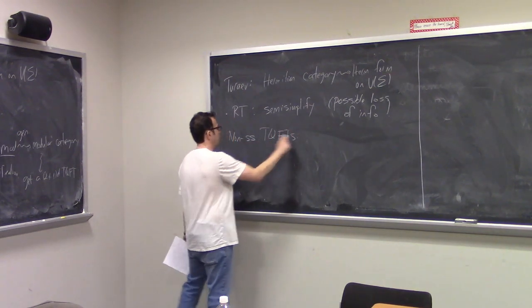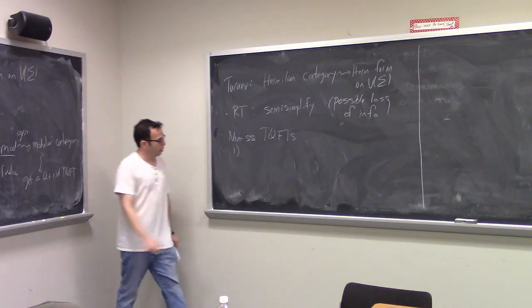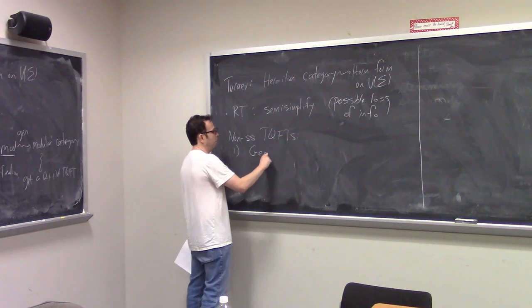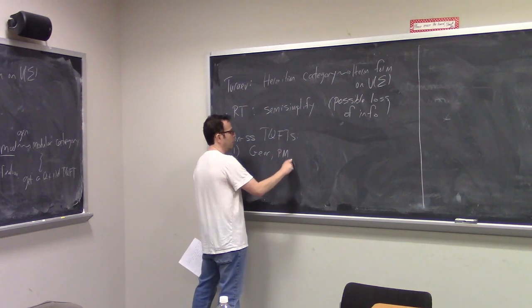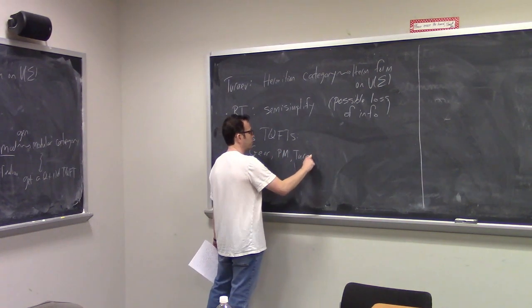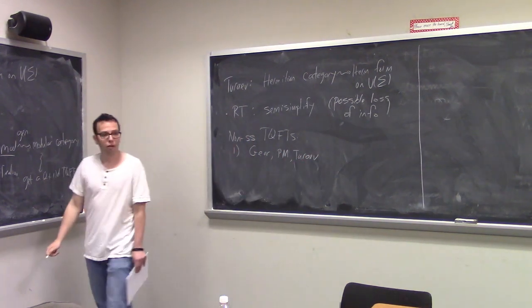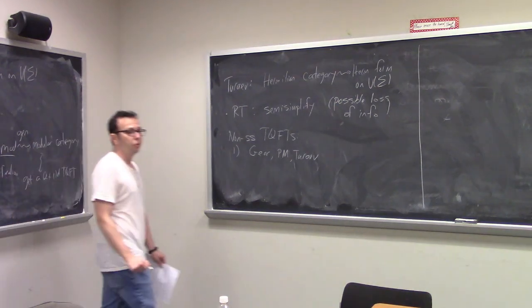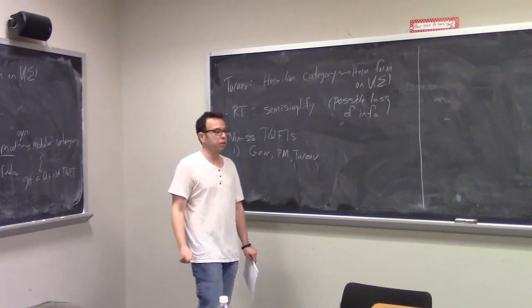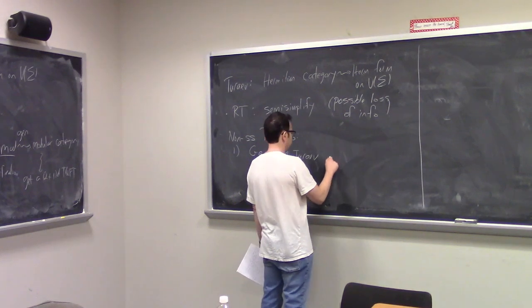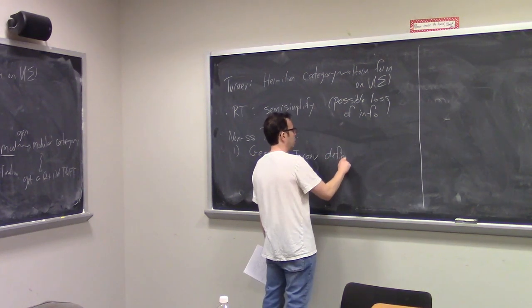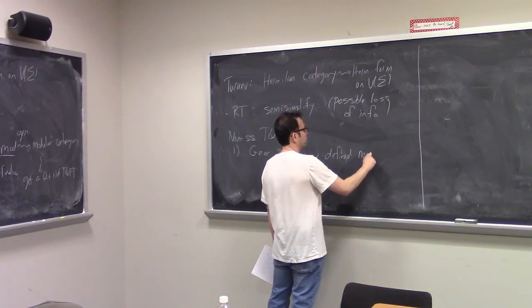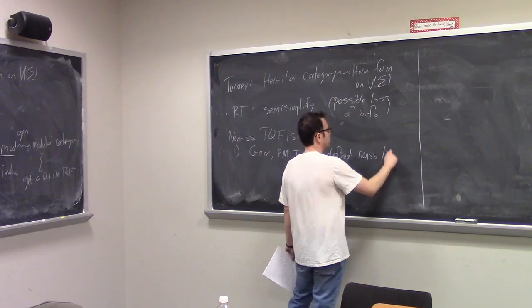So just a brief history. Geer, Patureau-Mirand, and Turaev first defined link invariants where you could actually use some projective objects. So they defined non-semisimple link invariants.